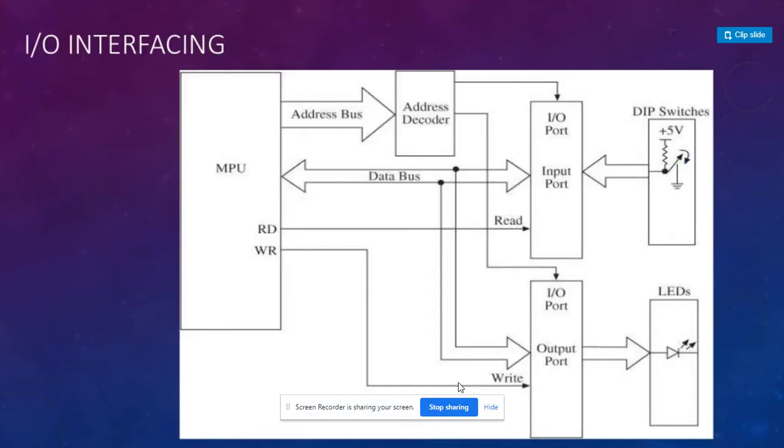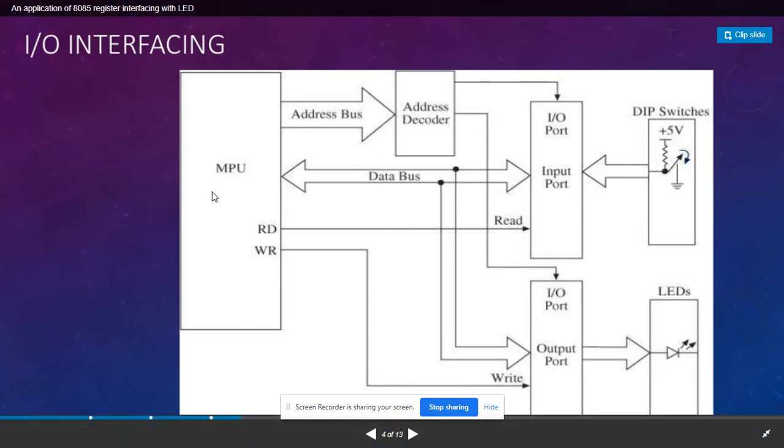So here is the diagram showing how this interfacing is carried out. Here is the microprocessor 8085. Here is the address bus of the microprocessor, which places the address of that device, and that address is given to the address decoder. That address decoder decodes that address and finds the suitable or the requested input output device and places that address into the address bus.